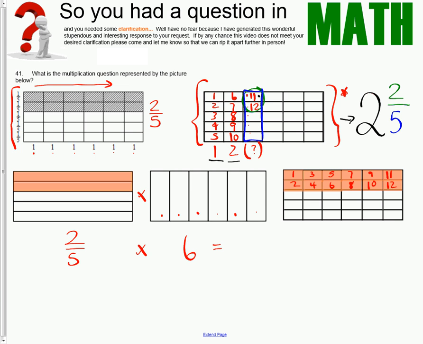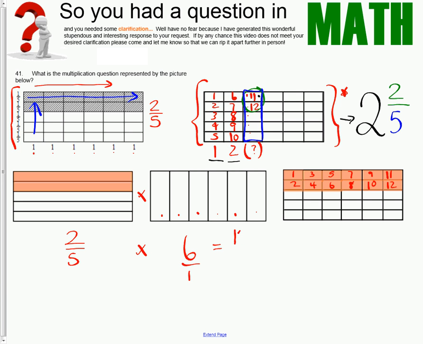So if you were asked to tell me what the multiplication question is, your first number or first fraction should be the ones that are colored in going this direction. The next number, in this case the 6, is the number of times it's divided and identified going that direction. So 2/5 times 6. Let's just quickly do that mathematically. 2/5 times 6 is the same as 2/5 times 6 over 1. I look to cross simplify the 2 and the 1. No. 6 and the 5. No. So I'm multiplying straight across.